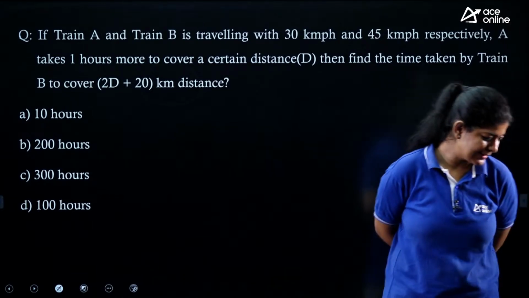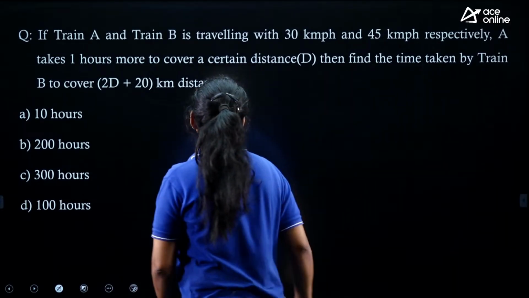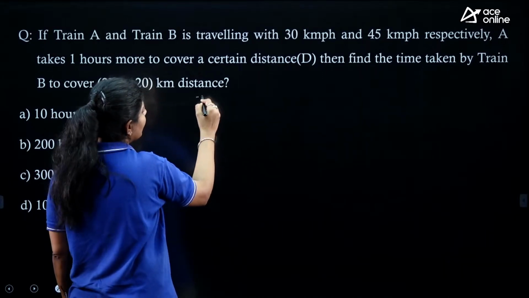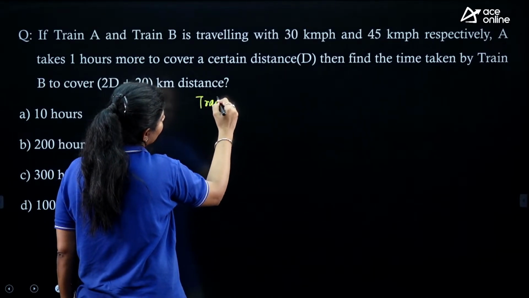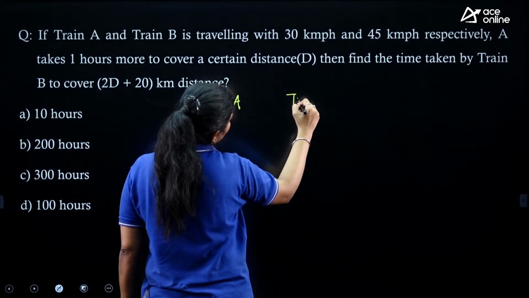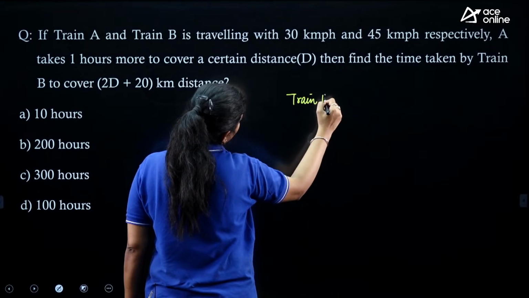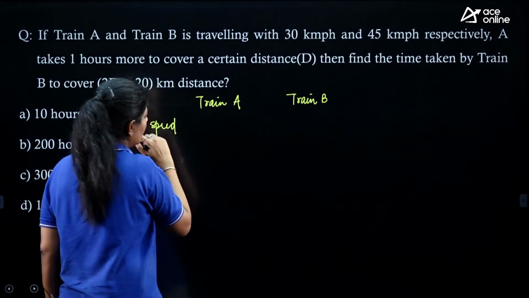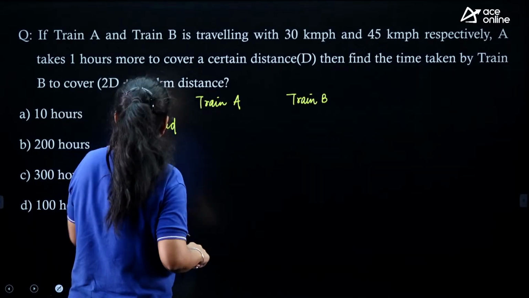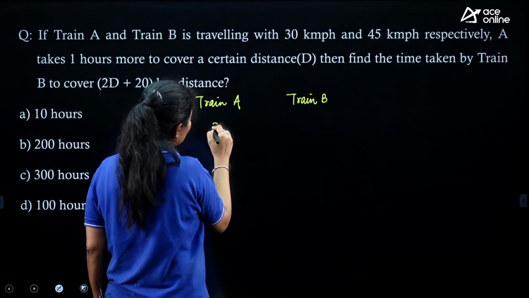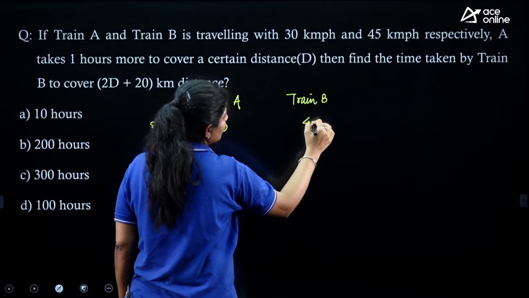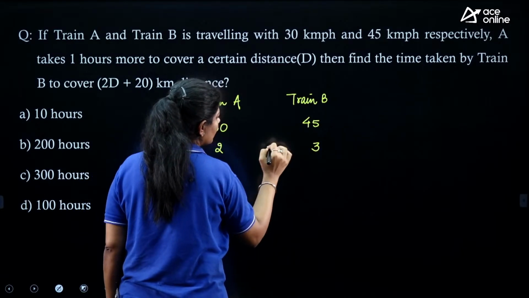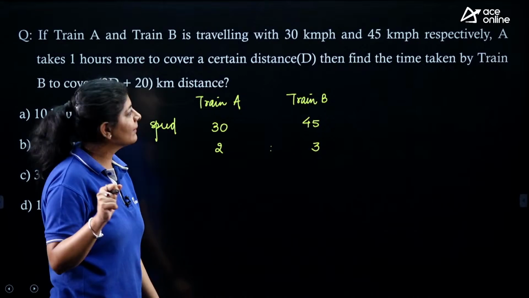Option number C, let's see. Here we are having two trains and the speeds of the trains are given. So for train A and for train B, if I have to write down the speed ratio, as these are the speeds, we can write it as 2:3. This is the speed ratio.